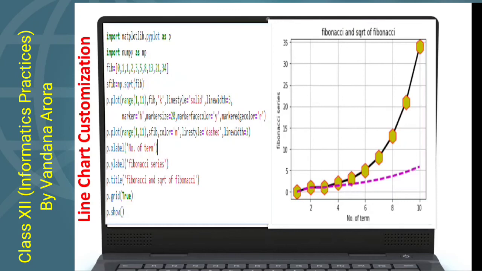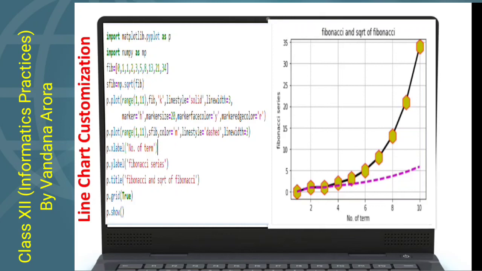Next, p dot plot, range 1 comma 11. This range 1 comma 11 generates the list 1 to 10. It means this is the term number that I have plotted on the x-axis. Then the second parameter is fib, that is plotted on the y-axis. Then k for a black color line. Linestyle equal to solid I have used. Line width equal to 3. Marker equal to h. Marker equal to h means hexagon markers I have used in this line chart.